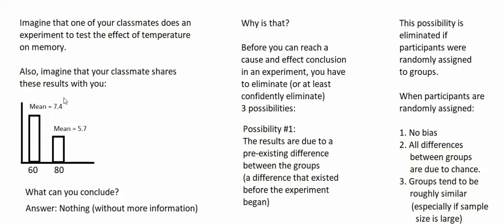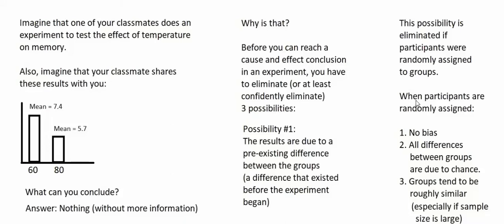So if your classmate randomly assigned the participants to the hot room and the cold room, then this first possibility is eliminated. We would know for sure that the results are not due to a pre-existing difference between the hot group and the cold group. And that's because if the participants were randomly assigned to the two groups, then the two groups didn't even exist before the experiment began, and there can't be any pre-existing differences. If the researcher created the two groups during the experiment through random assignment, then there can't be any pre-existing differences. Like I said, the groups didn't even exist for the experiment.